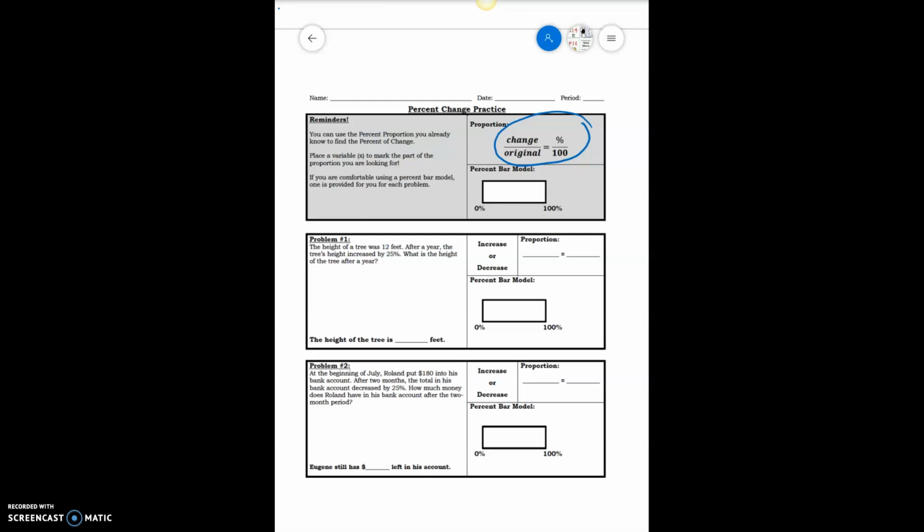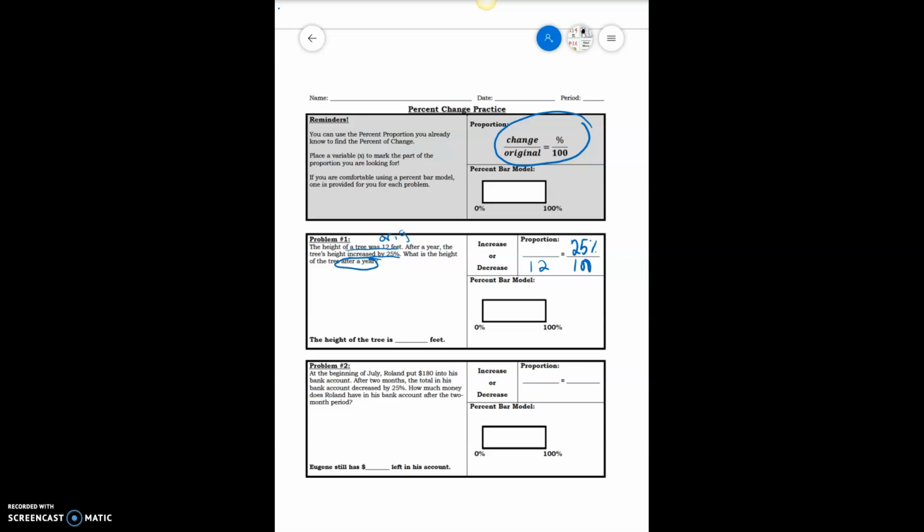There's a bar model here. We don't have to use that. I can talk you through it if you'd like. But we need to be paying attention to details here. So it says the height of the tree was 12. That is our original. So we know that that is going to go in our denominator. After a year, it increased by 25%. So here's our percentage. What is its height after a year?